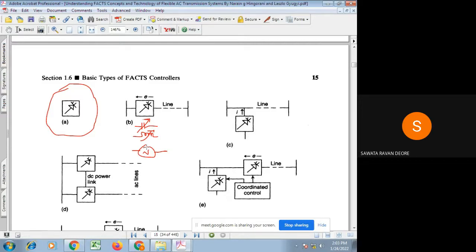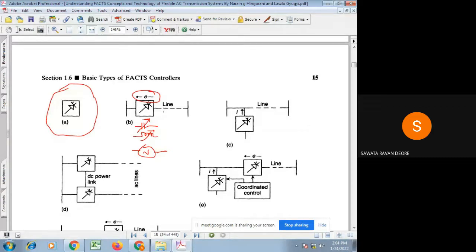So here, as I mentioned, this series controller can be a variable impedance like a capacitor or reactor, or a voltage source of fundamental frequency, or a subsynchronous frequency, or a harmonic frequency, or a combination of that. Combination of that means it has some fundamental along with some subsynchronous component as well as the harmonic component present. In principle, this series FACTS controller injects voltage E in series with the transmission line.